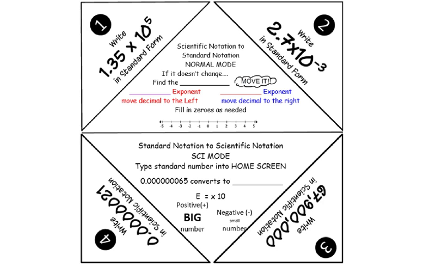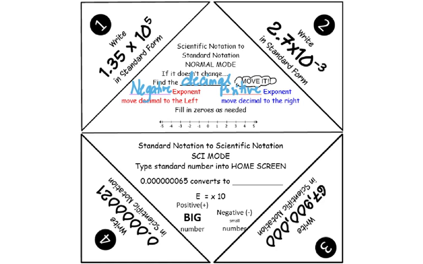This is the second foldable. So the front of this says scientific notation to standard notation, normal mode. So if it doesn't change, find the decimal and move it. If it's a negative exponent, you're going to move the decimal to the left. And if it's a positive exponent, you're going to move the decimal to the right. And then you're going to fill in the zeros as you need them.